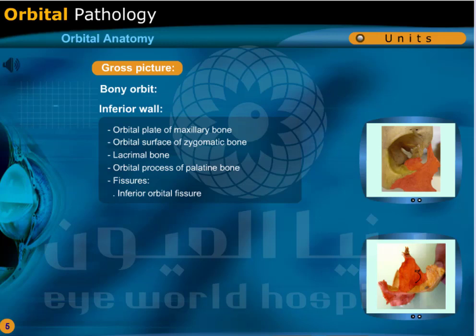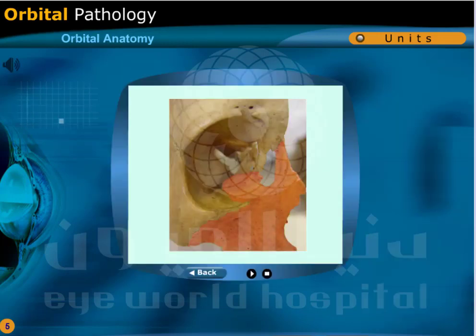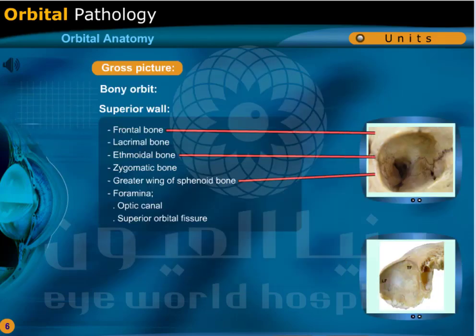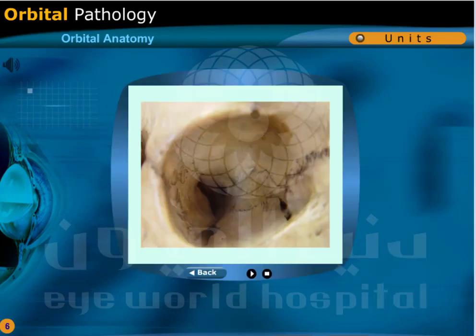Inferior wall is formed of orbital plate of maxillary bone, orbital surface of zygomatic bone, lacrimal bone, orbital process of palatine bone, and inferior orbital fissure. While the superior wall is formed of frontal bone, lacrimal bone, ethmoidal bone, zygomatic bone, greater wing of sphenoid bone, and foramina, the optic canal, and superior orbital fissure.